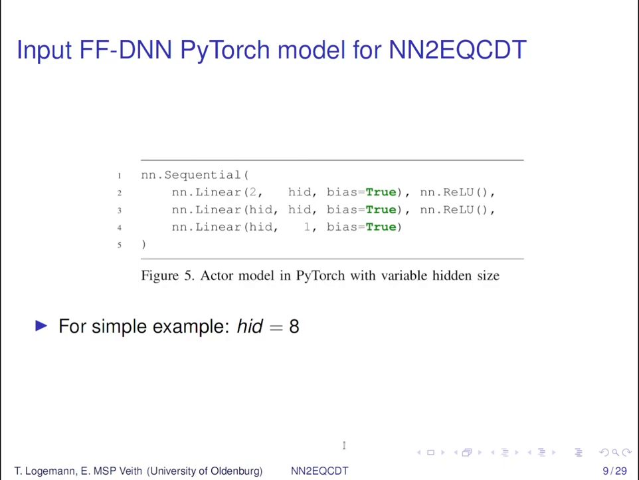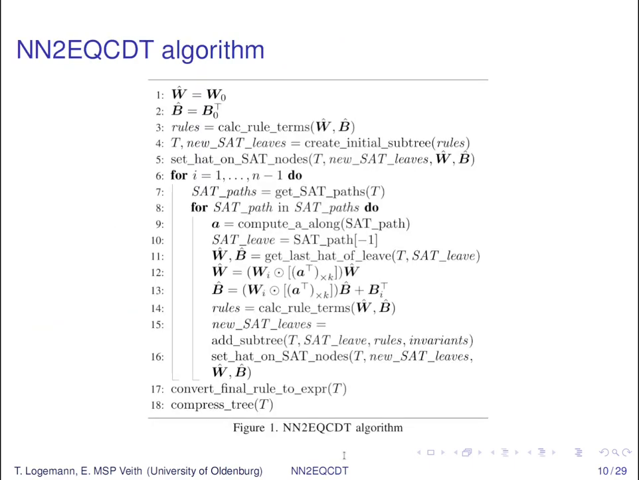As you can see here, this is an example for a PyTorch sequential model with linear and ReLU layers that can be trained and used as an input for the NN2EQCDT algorithm. This is actually used in the simple example with the hidden size of 8 later on. This is the pseudocode for the algorithm itself.